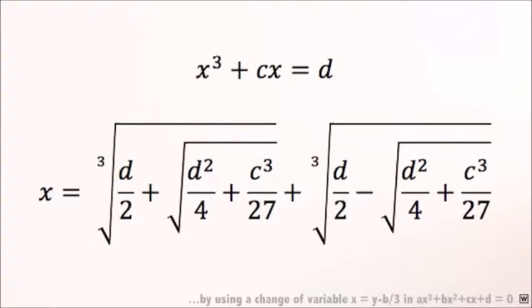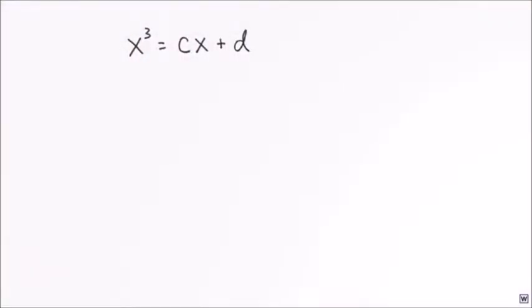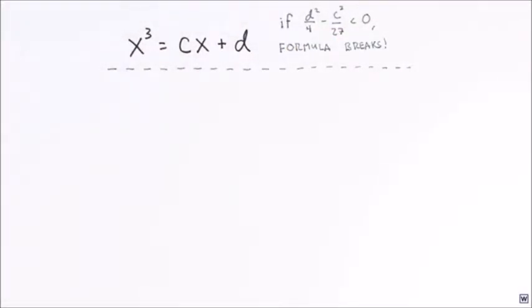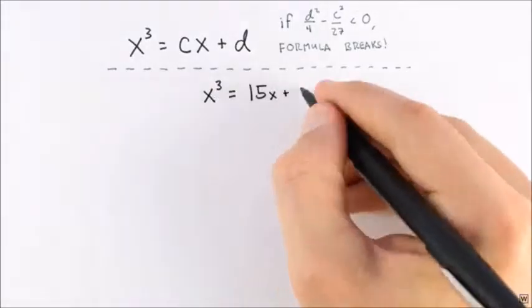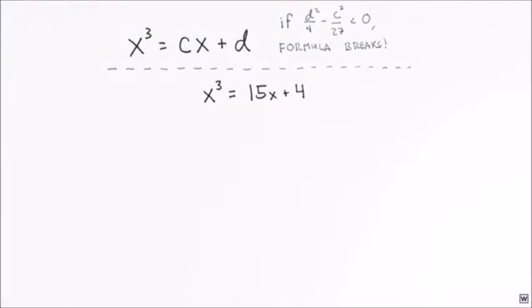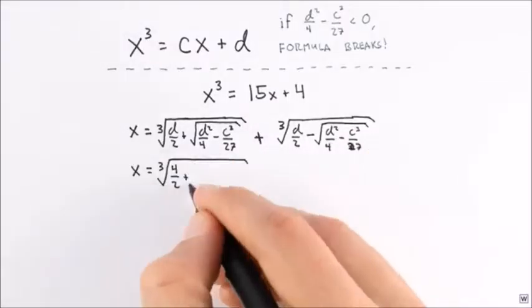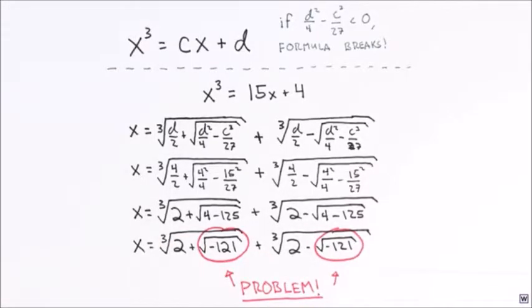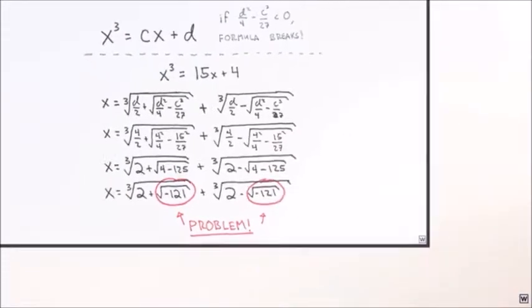However, along the way, Cardan came across a problem. In a slightly different version of the equation, written as x cubed equals cx plus d, under certain values of c and d, the formula would break. Let's take the innocent-looking equation x cubed equals 15x plus 4. When we plug into Cardan's formula, we get a result that involves the square root of negative numbers. The square root of a negative number created enough of a problem to stop Cardan in his tracks.